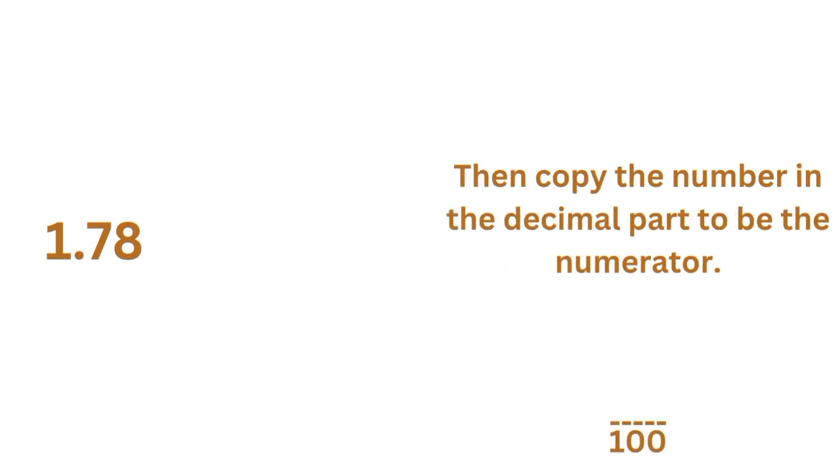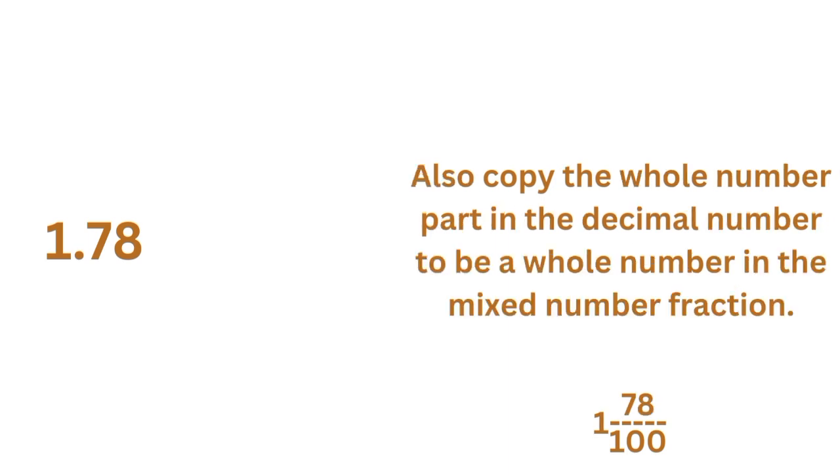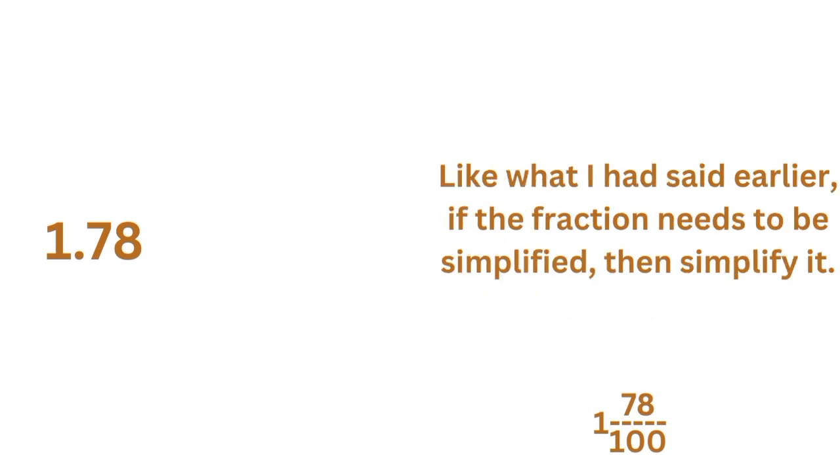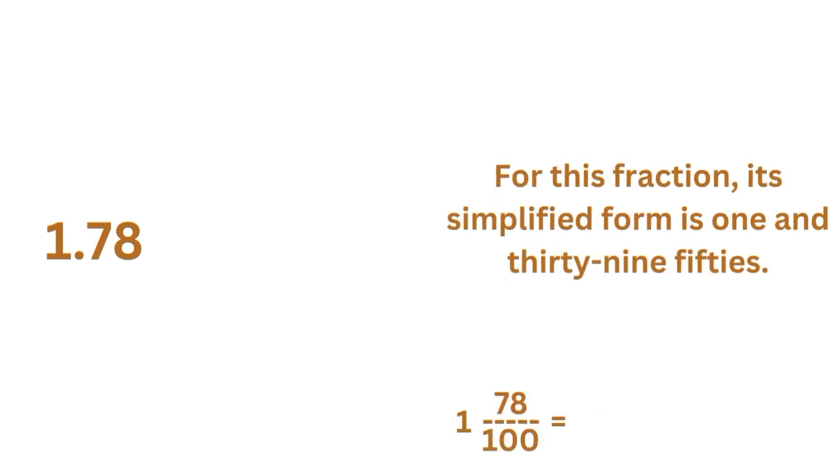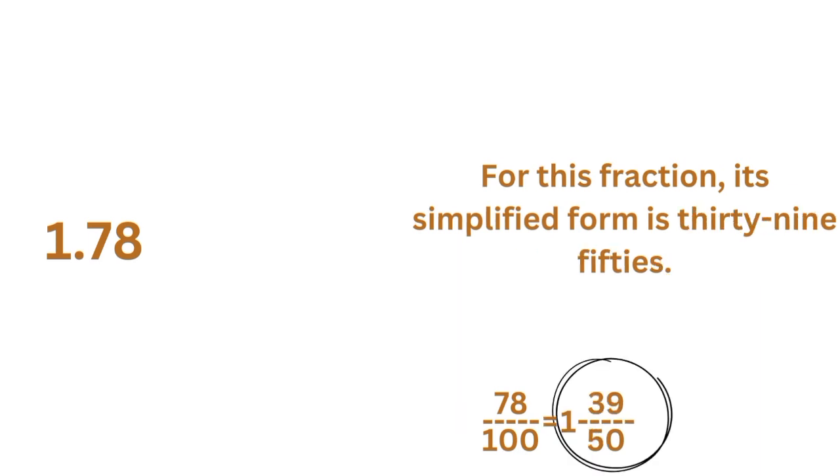Then copy the number in the decimal part to be the numerator. Also copy the whole number part in the decimal number to be a whole number in the mixed number fraction. Like what I had said earlier, if the fraction needs to be simplified, then simplify it. For this fraction, its simplified form is 1 39/50.